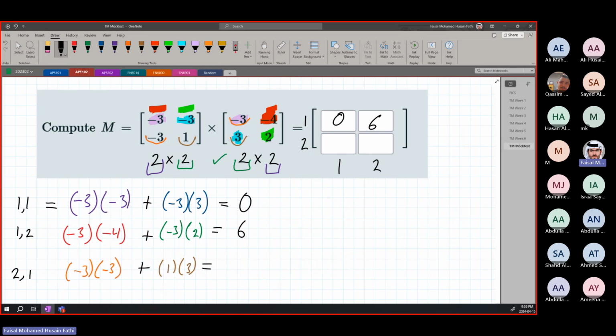Negative and negative becomes positive, 9. 9 plus 3 is 12. So this is row 2, column 1, all right? 12. And last one is going to be this.